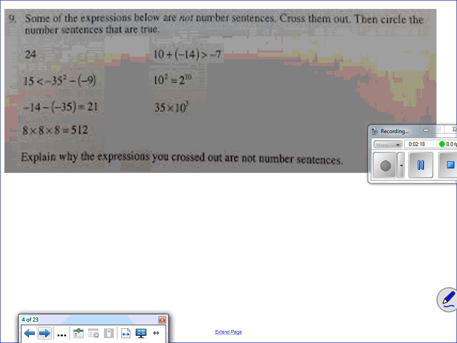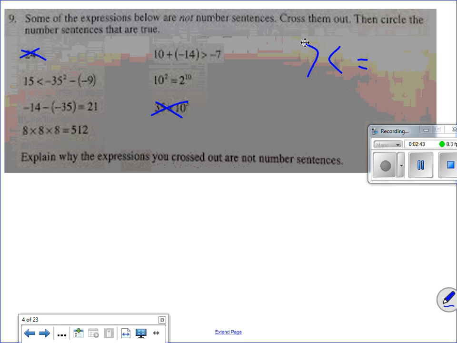Some of the expressions below are not number sentences. Cross them off. Remember, a number sentence must have greater than, less than, or equal to. Then circle the number sentences that are true. That means you are going to leave the number sentences that are false blank. First of all, let's go through and cross off the ones that are not number sentences. 24 is not a number sentence. 35 times 10 to the second or third power is not a number sentence.